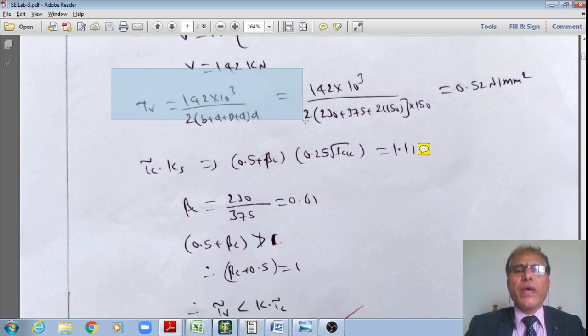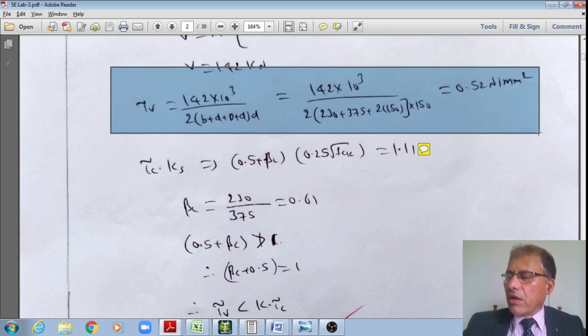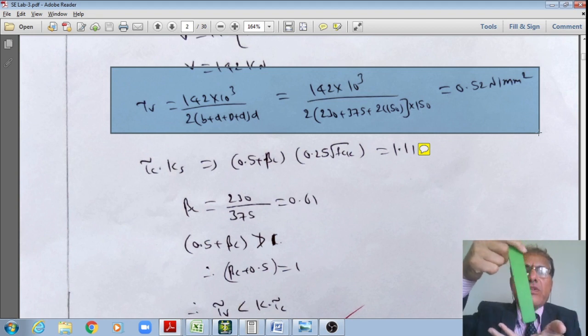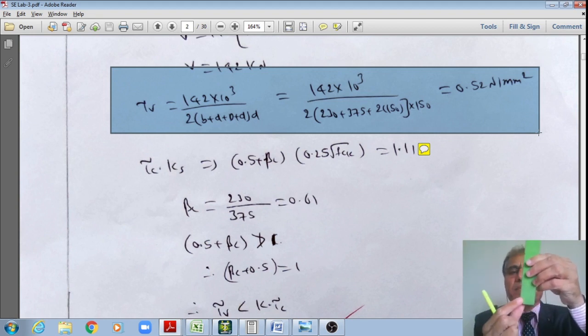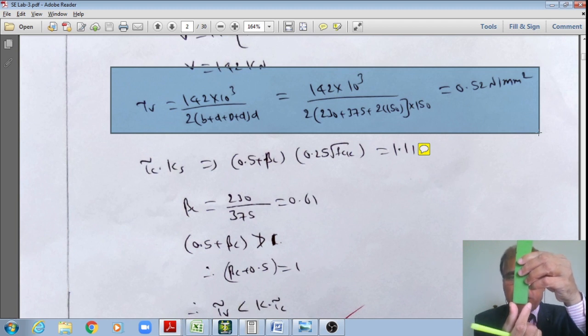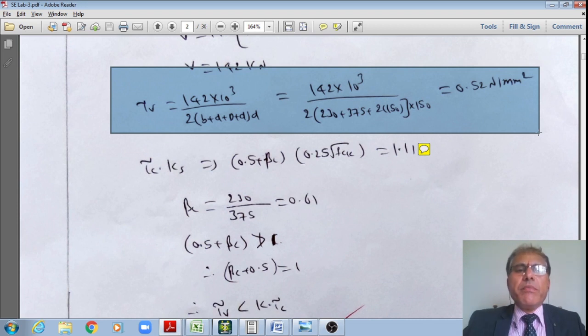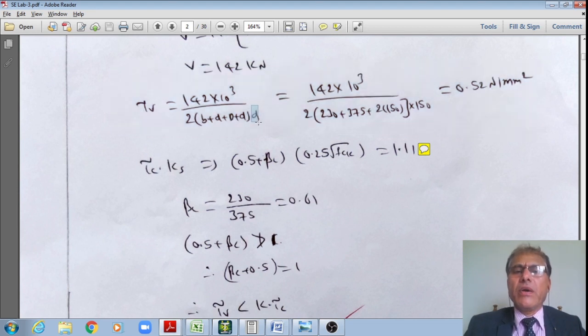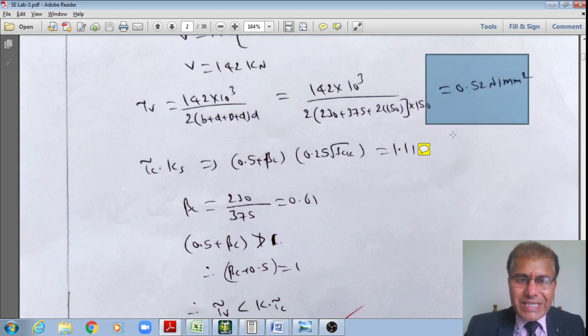Therefore, the two-way nominal shear stress is equal to VU divided by the peripheral length or the punching area. Punching area is equal to B plus small d, plus D plus small d, right? That is B plus small d plus D plus small d, multiplied by effective depth. Therefore, if I do that, now I'll get the nominal punching shear stress as 0.52 Newton per mm square.